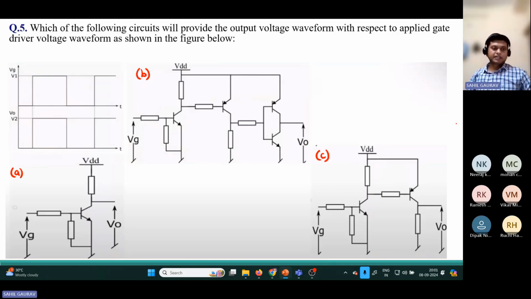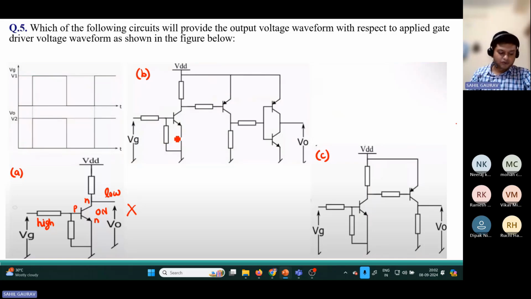So how do we analyze the circuit? Let us first take the gate driver as having a high value. When it is high, and this is an NPN transistor, it will turn on, and this is grounded. So output will be low. But in the waveform, when the gate driver output is high, this output V2 is also high. Here we are getting opposite behavior. If it is high, then we are getting a low signal. So this will not be the correct option.